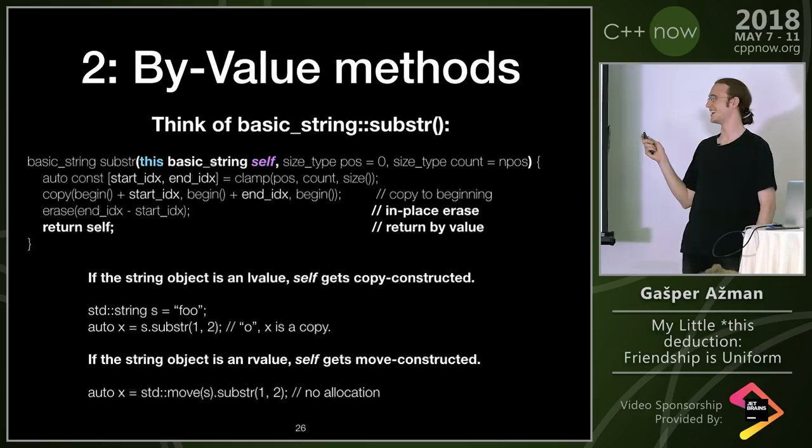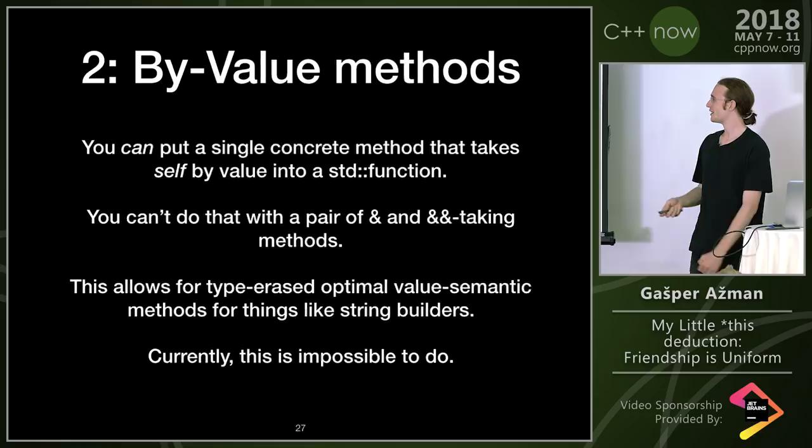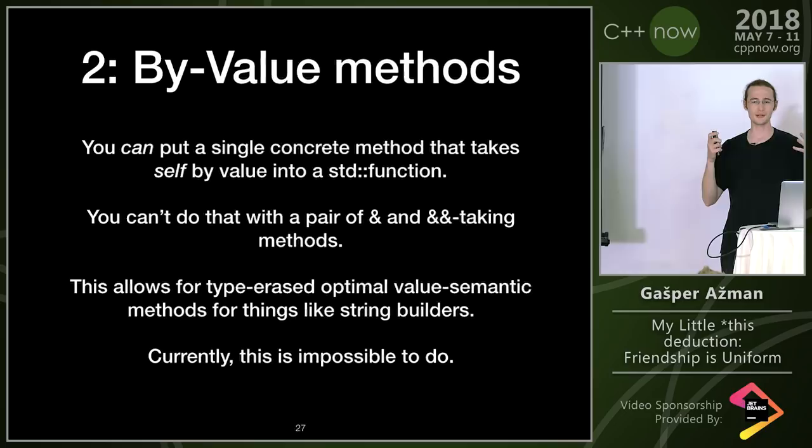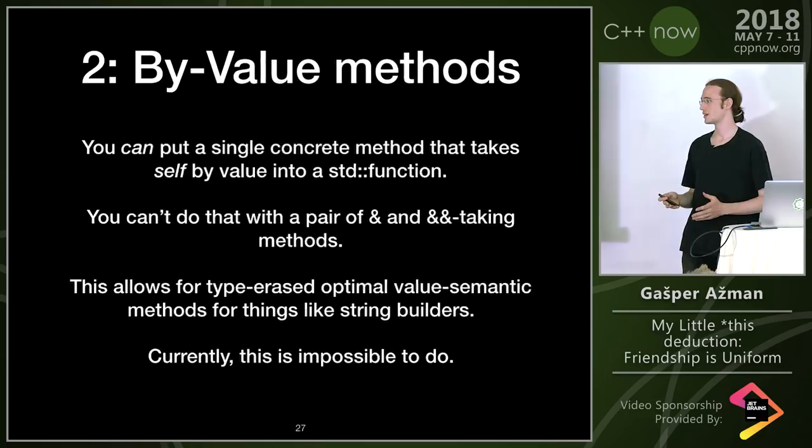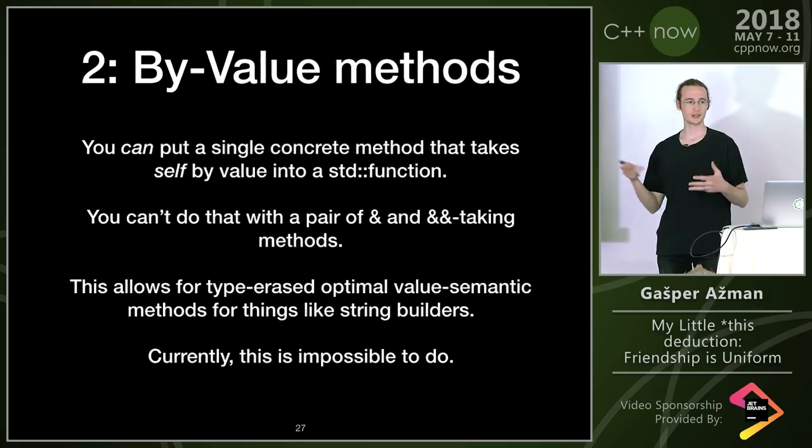All right. So the point is, if the string object is a null value, it gets copy constructed, and like all of the obvious things. So the point is that you really need this if you need to type erase a single method that needs to have value semantics, but is a method. There's no other way to do it, in fact. I don't know in which cases you would need to do it, but I am assured there are such cases.